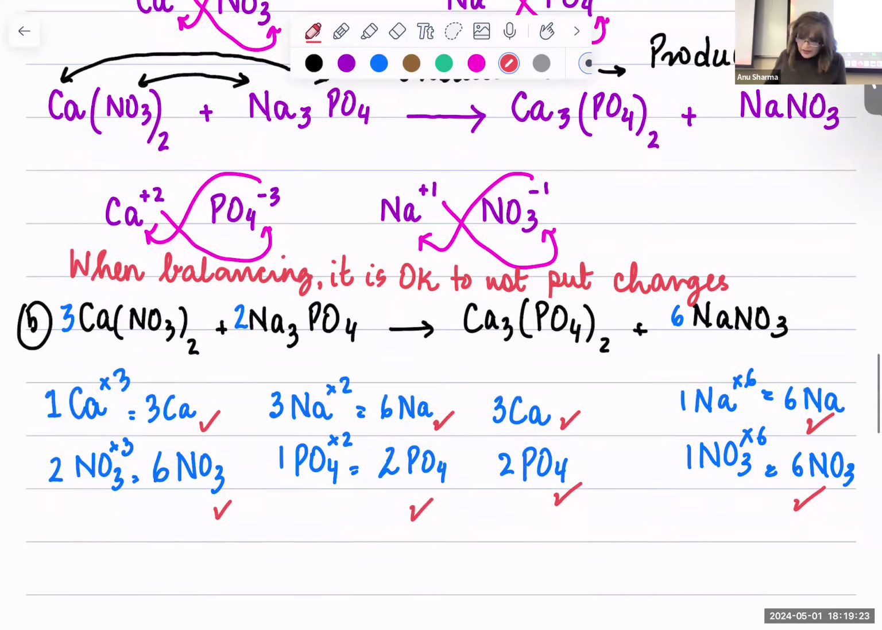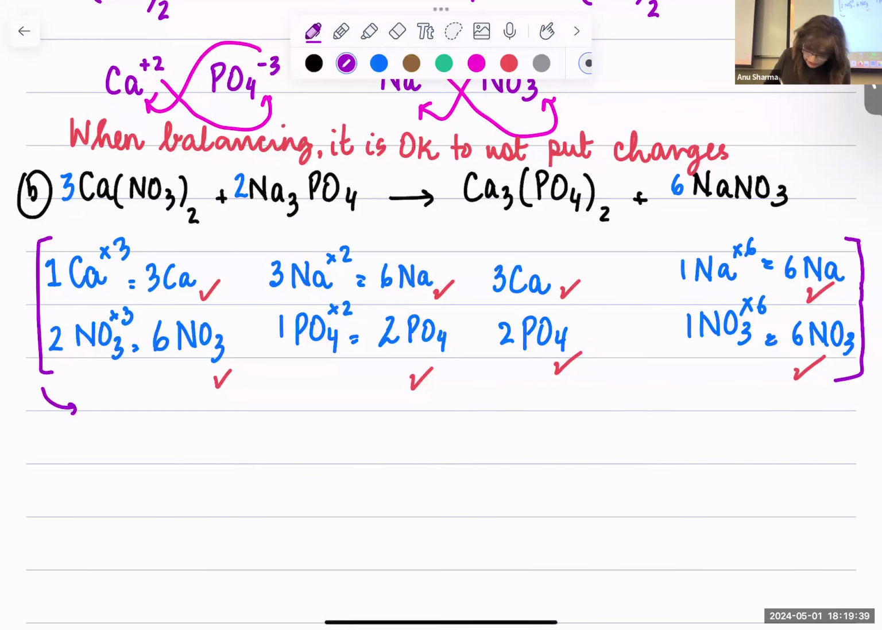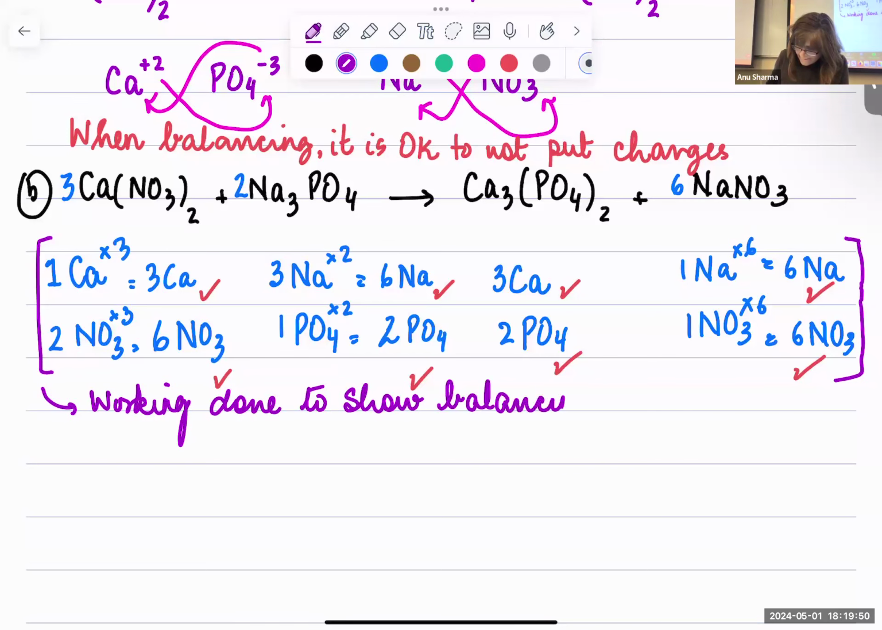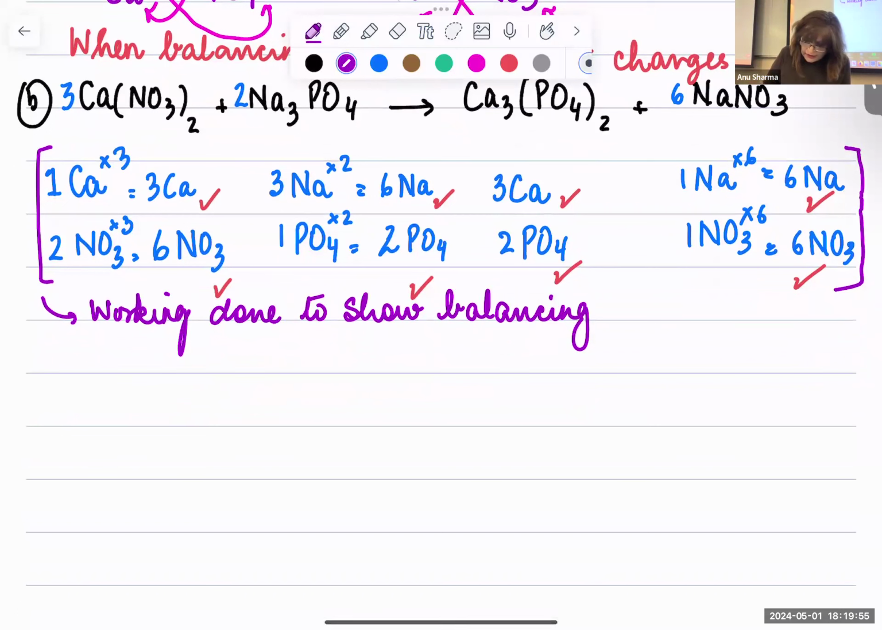So that's one piece. Now the next thing is the charges. So this was just working to balance. That's why I said it's okay when you're doing working. So this is just working done to show balancing. All right. Now put the charges.